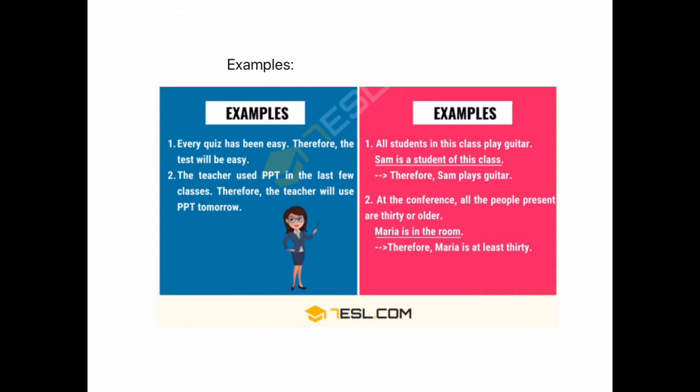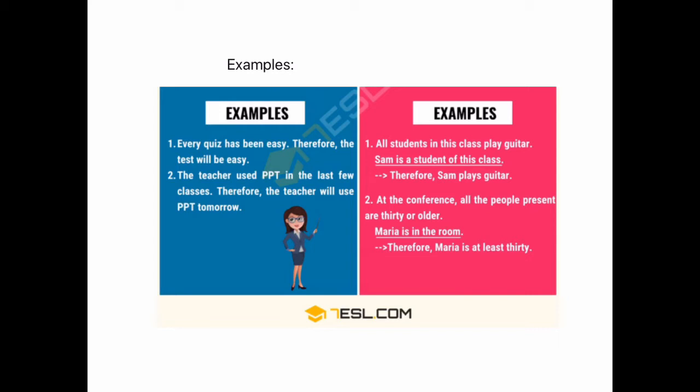Here are some examples. We'll go with the pink first, deductive reasoning. So the statement is that all students in this class play guitar. And Sam is a student of the class. Therefore, Sam must play the guitar. That's a true statement. Example number 2 here. At the conference, all the people present are 30 or older. Maria is in the room. Therefore, Maria is at least 30. So that's deductive reasoning. It's very organized. It's very scientific in the way it goes from one step logically to the next.